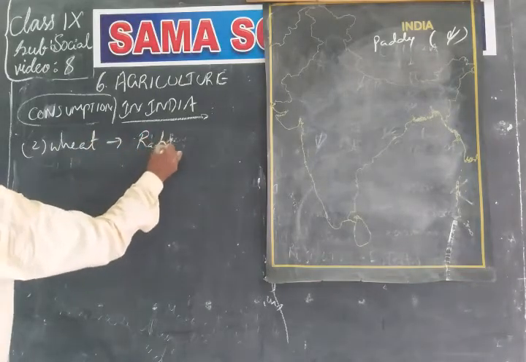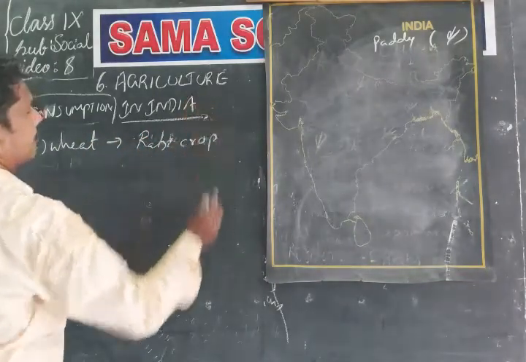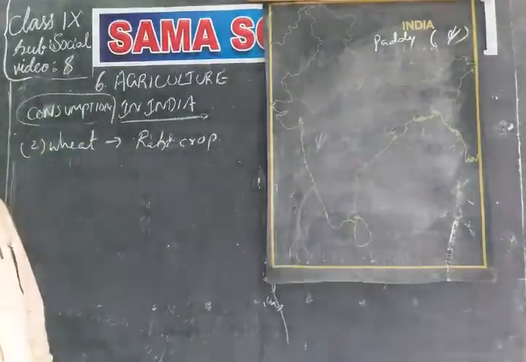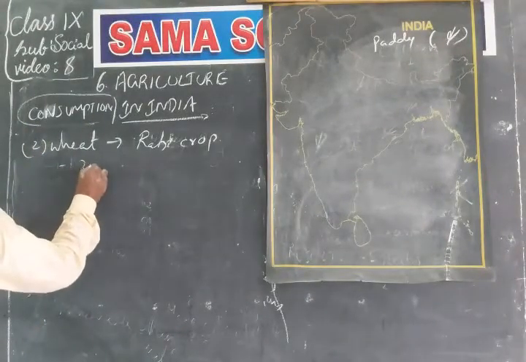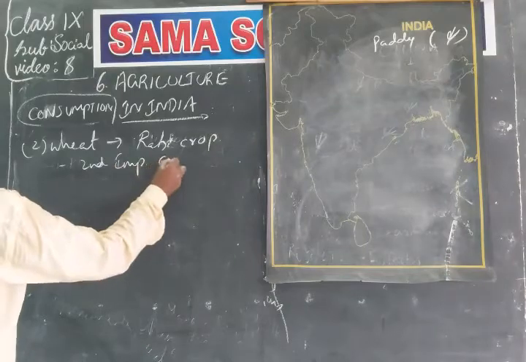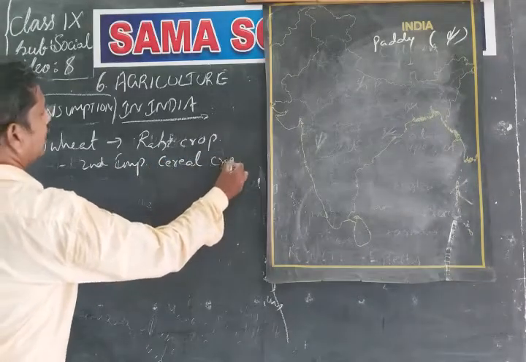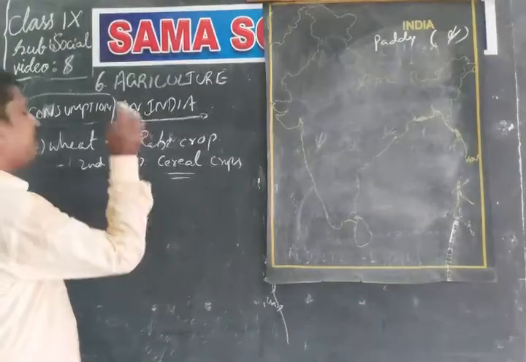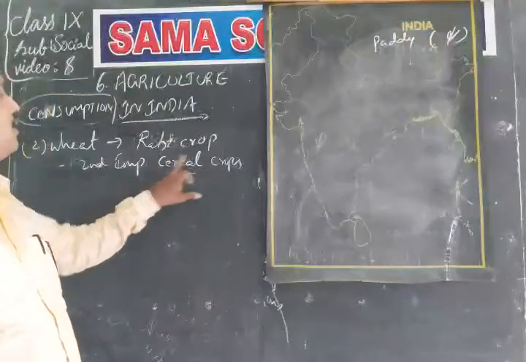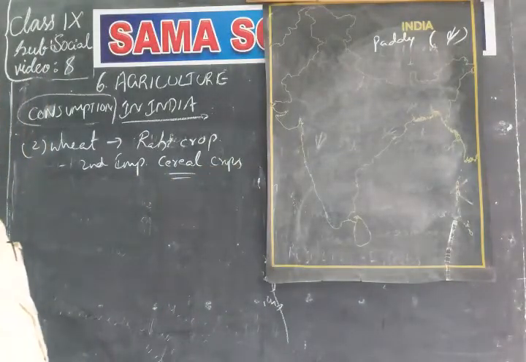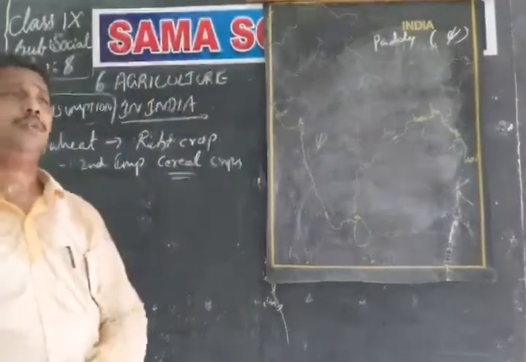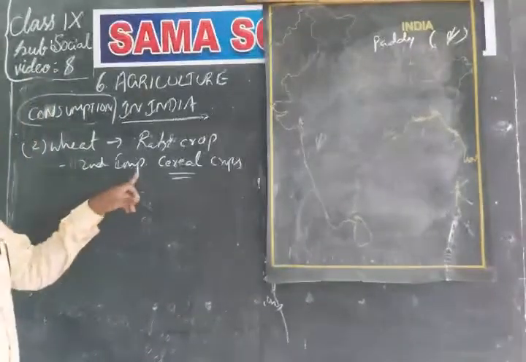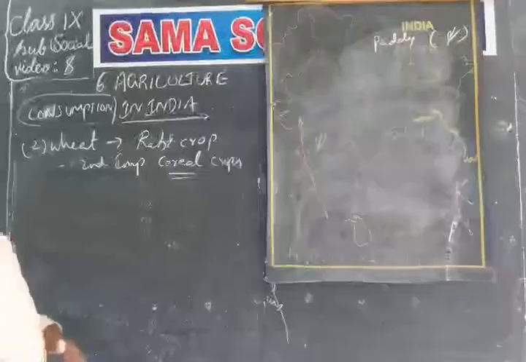It is a Rabi crop. We grow this wheat crop in the Rabi season. This is the second most important cereal crop. What do we mean by cereal? It is what we eat, the major diet. Paddy is a major cereal, and the second important cereal crop is wheat. Based on the available climatic conditions, South Indians usually take paddy as their regular diet, and wheat is the regular diet for North Indians.